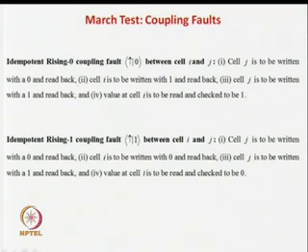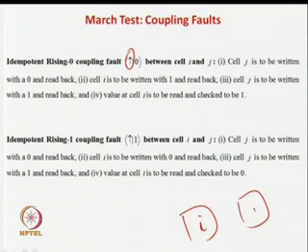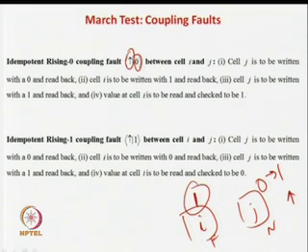So now simply you can see the idempotent rising coupling fault, that is, if there is a rising transition in this cell I, cell j, you will get a 0 in the coupled cell, and that should not be the case. So I have to verify: cell I is written with a 0 and read back, then you write a 1 in cell j, read back, then cell j is written with a 0 and read back, then you write a 1 over here and read back, then cell j is written with a 1 and read back. That is the rising transition you have done, and then you read cell I again, so obviously it should be a 1, then it is done.